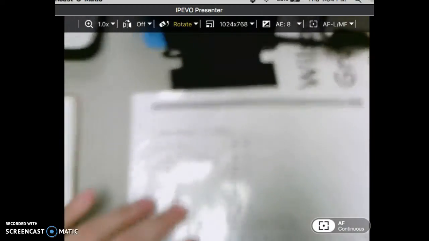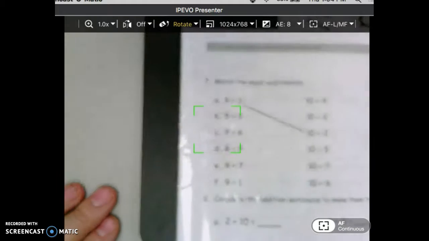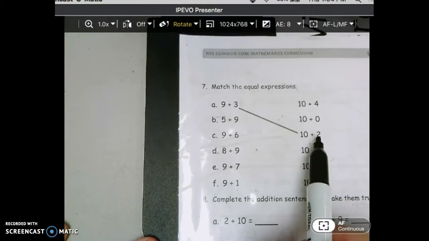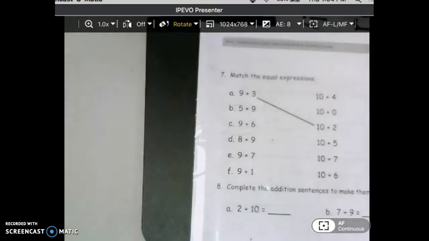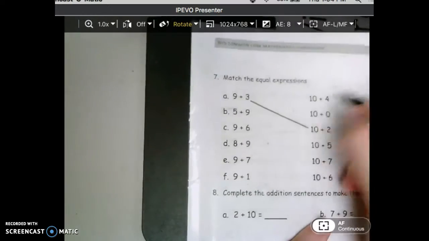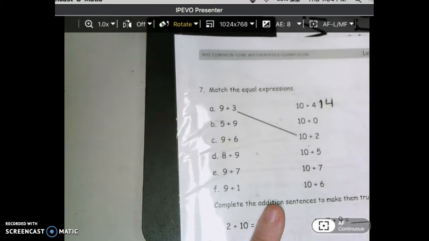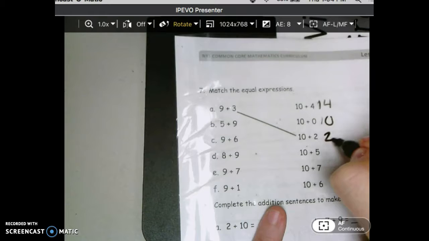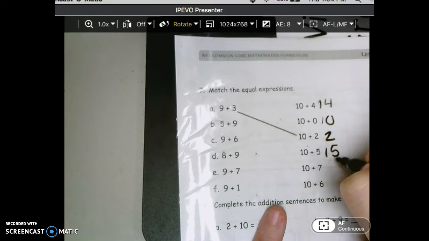Let's look at the back. Look at this. You're going to like this. It's like a matching game. You have to match from one side to the other the equations that are the same. So you know what I would do? I would go 10 plus 4 is 14. Write it small. 10 plus 0 is 10. 10 plus 2 is 12. 10 plus 5 is 15.